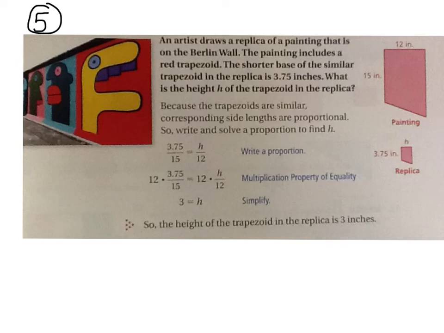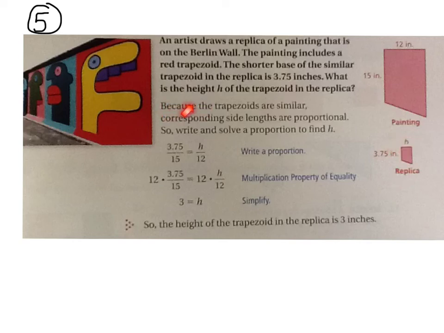Example number 5, you do not need to write this down. You can if you want, but we're going to go step by step on how to do a real-life problem. So let's read this together. An artist draws a replica of a painting that is on the Berlin Wall. The painting includes a red trapezoid, which is this right here. The height in the replica is 3.75 inches. That's right here. What is the height of the trapezoid in the replica?